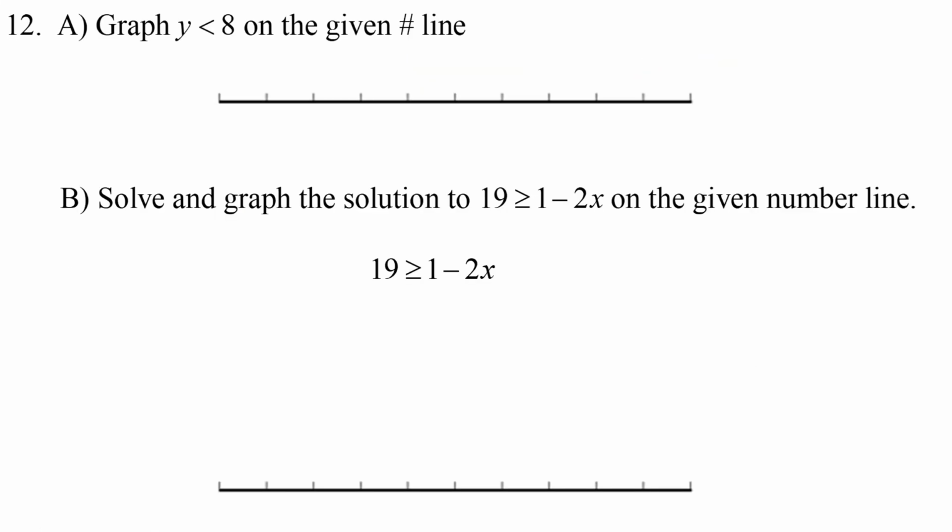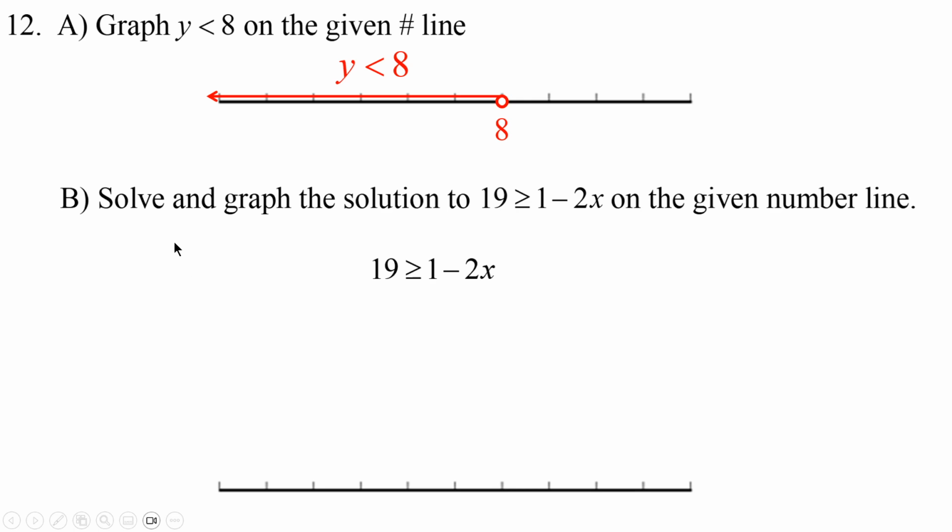Graph y is less than 8 on the given number line. Well, let's just put an 8 anywhere we want on this number line. And since I do not have an equal sign, this is open, meaning I need an open dot on the 8. And y is less than that 8. That would be everything to the left of the 8. And there you have it.